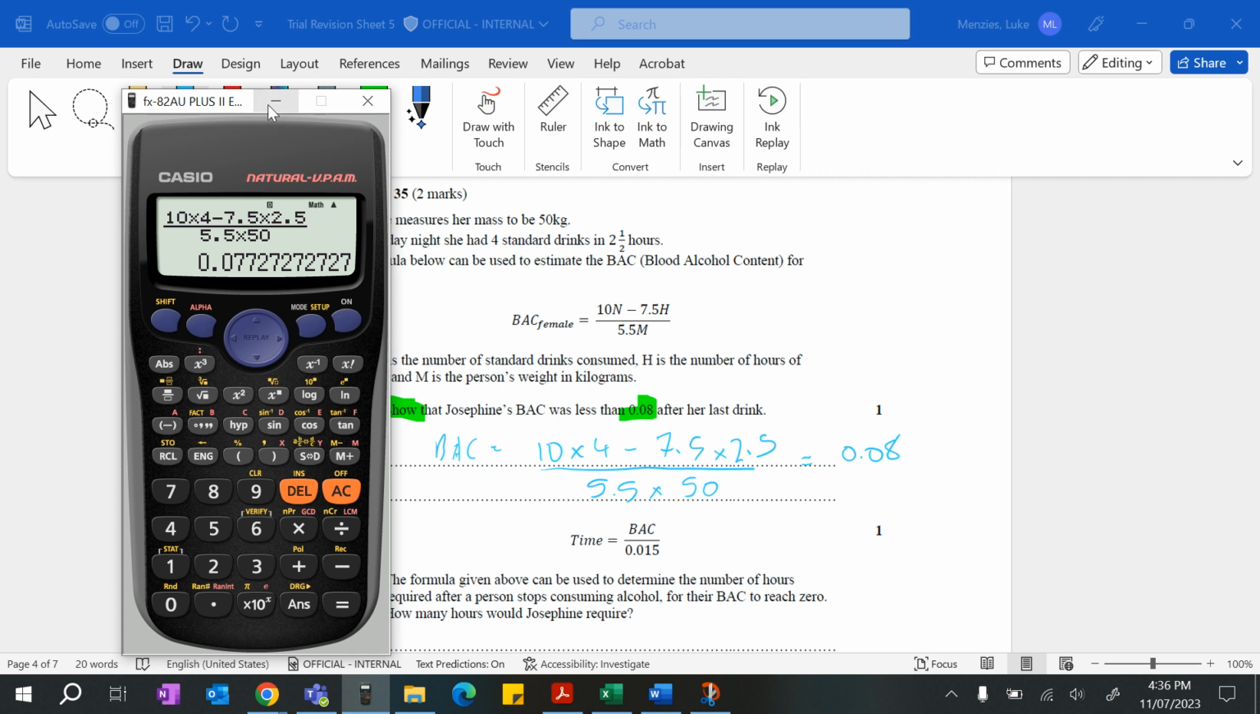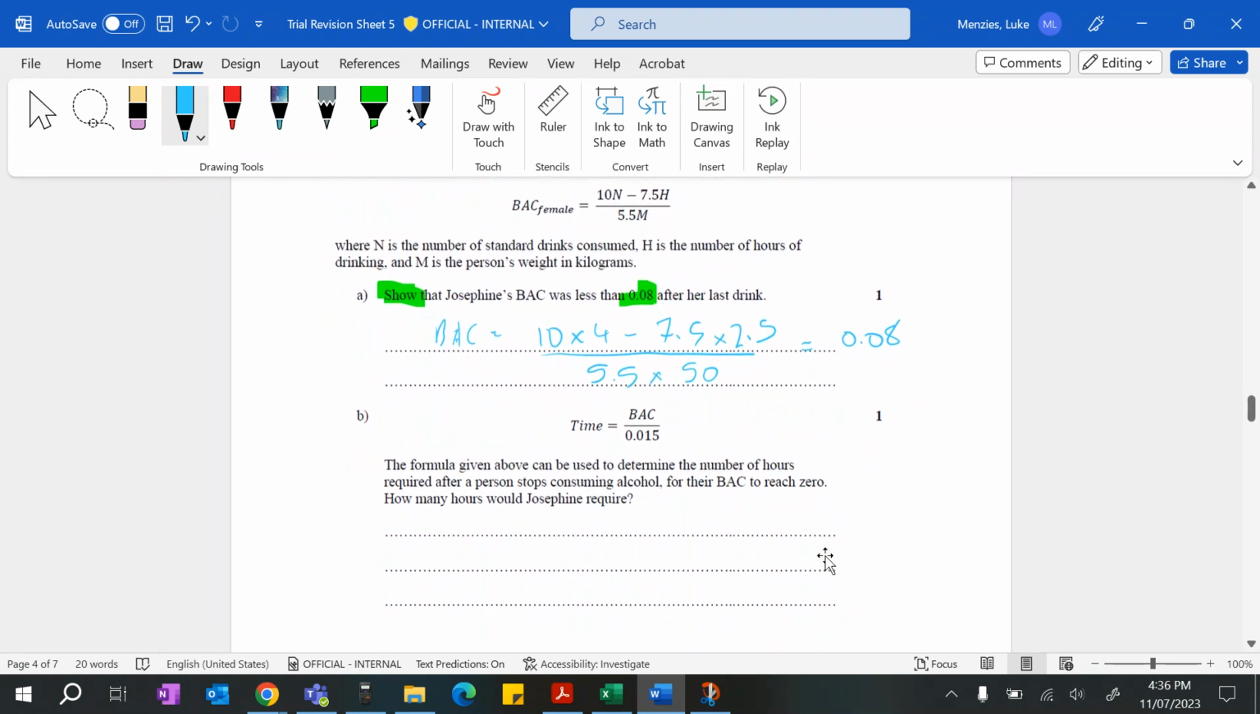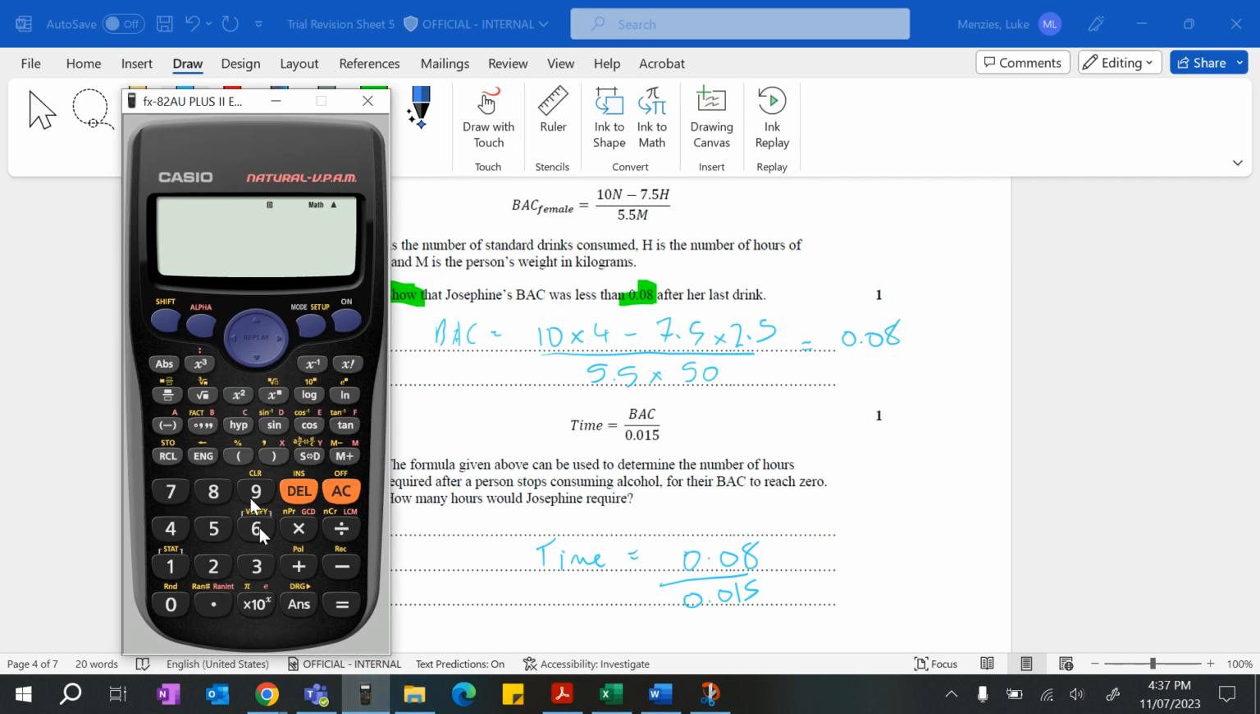All right. The formula above can be used to determine the number of hours required after a person starts consuming alcohol for the BAC to reach 0. How many hours? So again, it's going to be a substitution. So time is equal to 0.08 over 0.015. And then use our calculator again.